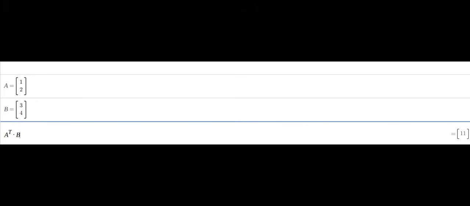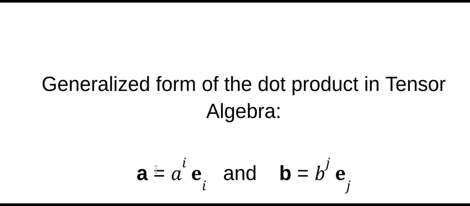Now let's go look at some tensor stuff. We're going to derive the generalized form of the dot product in tensor algebra. Now, we've done this before, but it's okay to review it. We have two vectors here, A and B. They're both written as a linear combination of their components and basis vectors. And we're writing this in summation notation, right? So when you have an upper and a lower index, it implies a summation. So in 2 dimensions, you'd have 2 of these, in 3 dimensions, 3 of these.